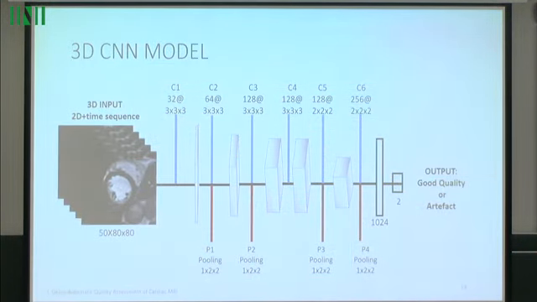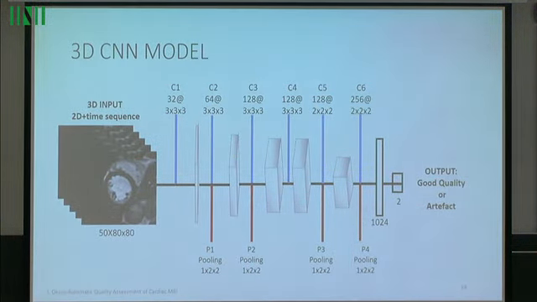For this problem, we are using a three-dimensional convolutional neural network. By definition, the motion artifact problem is related to the time component of the images. So we are borrowing this network architecture from the video classification problem in order to end up with the good quality or artifact class classification. And we are using 80 by 80 regions for the purposes of this problem.